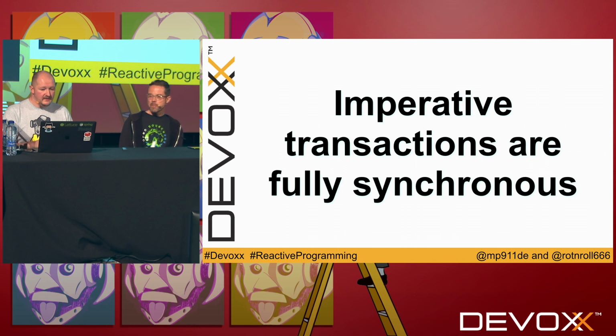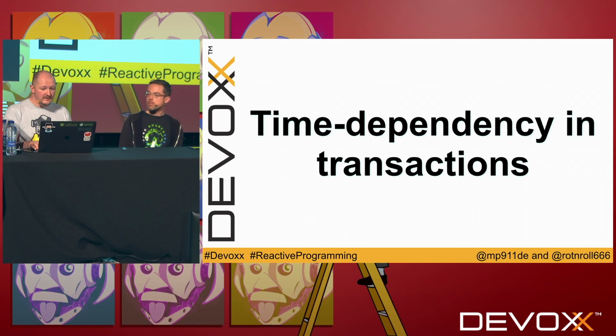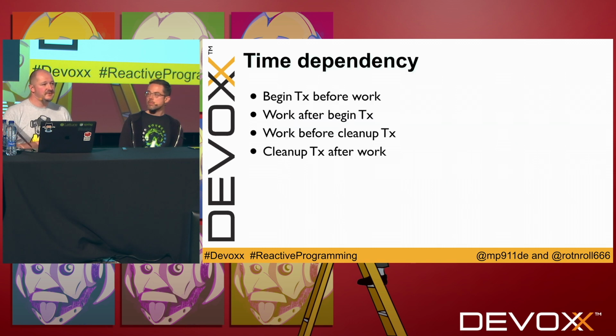Now, this brings us to a key insight, which is imperative transactions are fully synchronous. So this means that we have a time dependency across these steps, and we must honor this dependency as well. We cannot start introducing concurrency into that flow, because this would basically break everything that really runs here. Now, how does this time dependency look like?